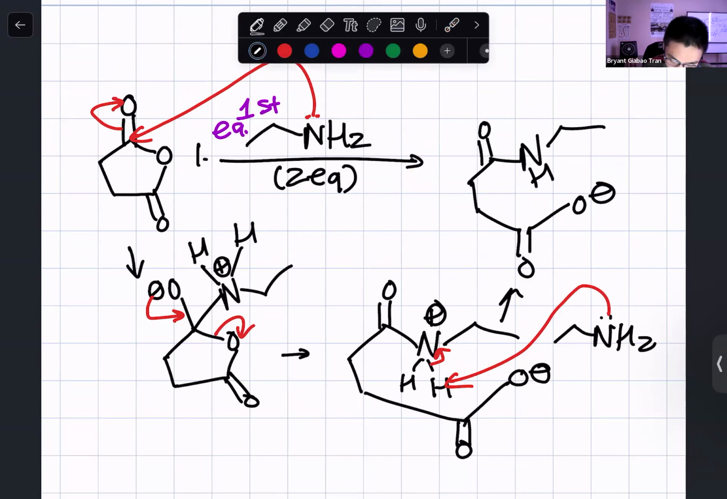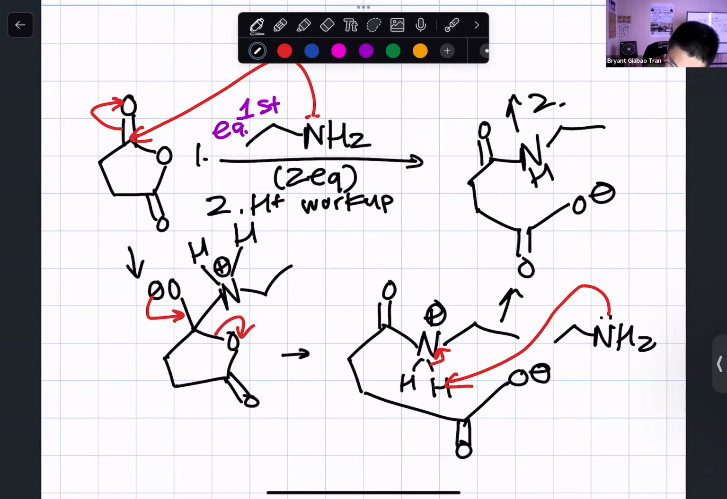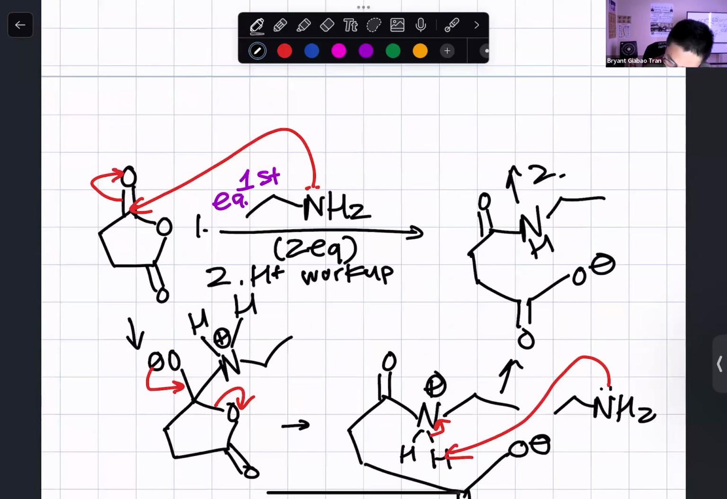But if you were to have a second step of H plus workup, like H3O plus, then that's going to protonate the O minus into a neutral OH.